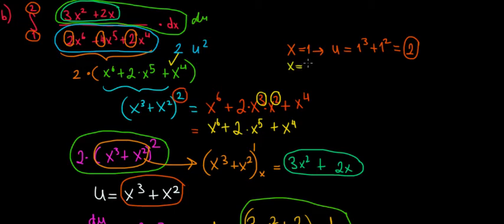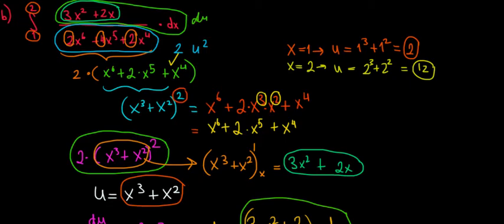So if x equals 2, the upper boundary, in terms of u, it's going to be 2 to the power of 3 plus 2 to the power of 2. 2 to the power of 3 is 8. 2 to the power of 2 is 4. 8 plus 4 is 12. So the new boundary is going to be 12.